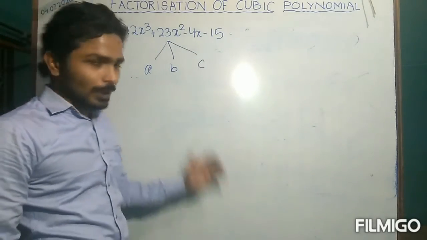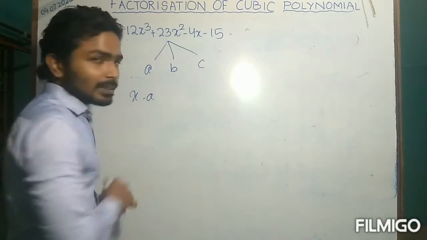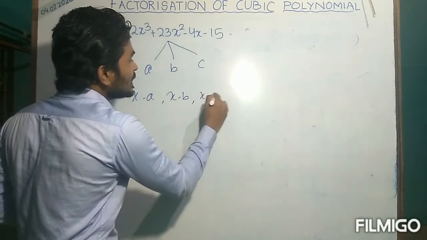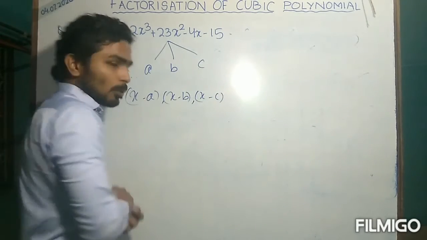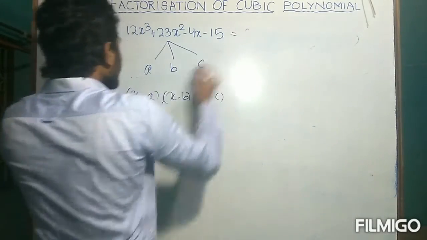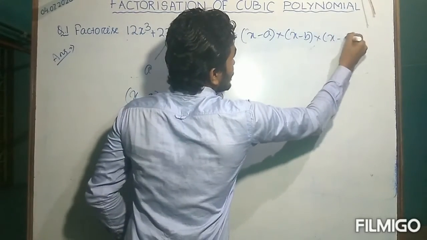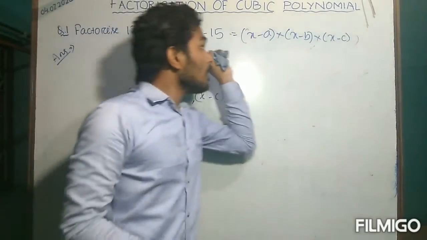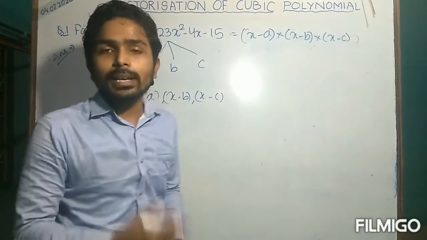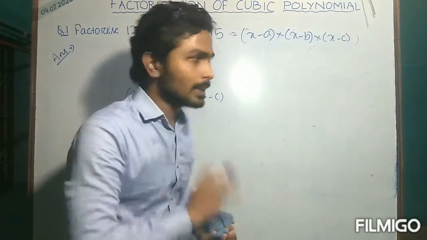And according to the factor theorem, we know if a is a zero of the polynomial, then x minus a is a factor. If b is a zero, then x minus b is the factor. And if c is a zero, then x minus c is the factor. Okay. So our final target is to convert this cubic polynomial as the product of x minus a into x minus b into x minus c. Okay, so our target is to find the values of a, b and c, and if we find the values of zeros a, b, c, then we can easily get the factors x minus a and x minus b and x minus c here.